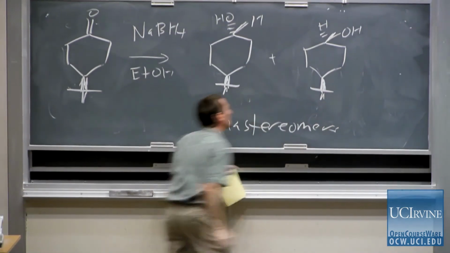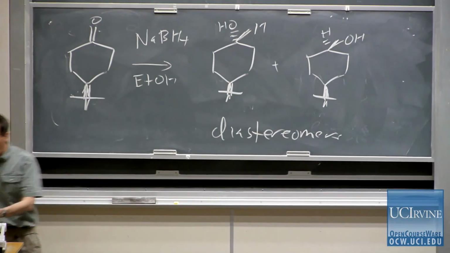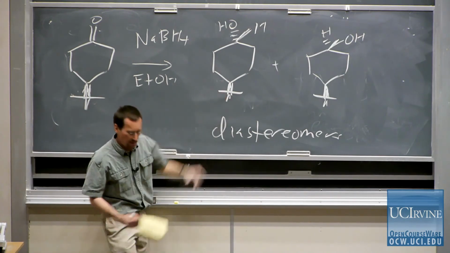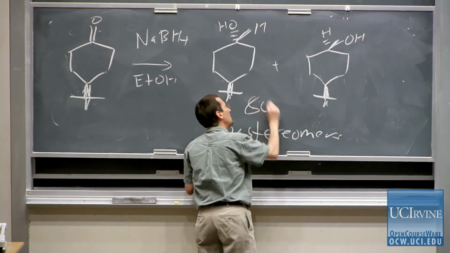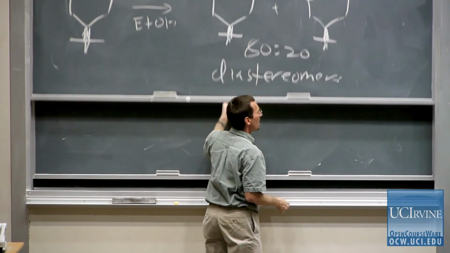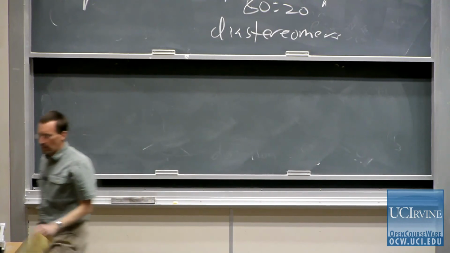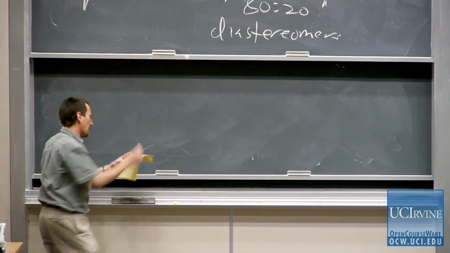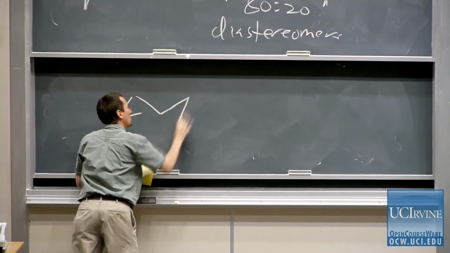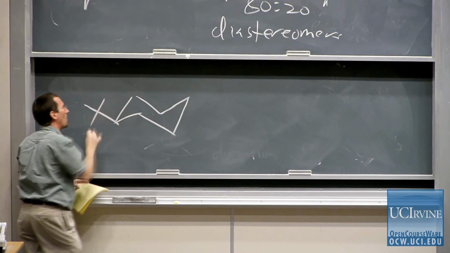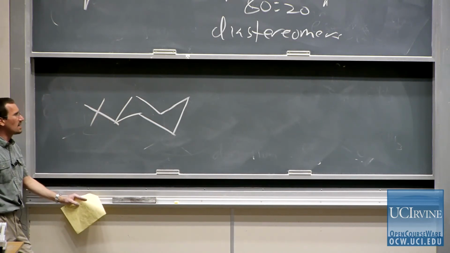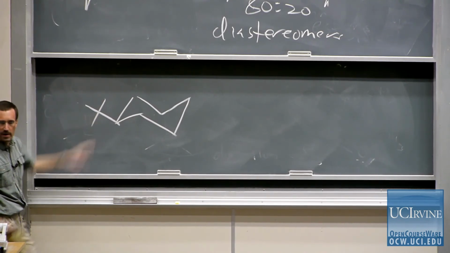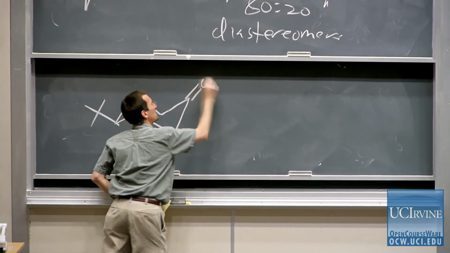And now, even in the absence of any sort of chiral reducing agent, we don't get equal amounts because these two molecules aren't equal. We happen to get them in an 80 to 20 mixture. The mixture ratio isn't so important, but it's a little bit easier to see if we go ahead and look at drawings. So the tert-butyl group is very big. I'm going to draw a chair cyclohexane. Remember, cyclohexane likes to sit with a large group equatorial. And so here's our cyclohexanone.